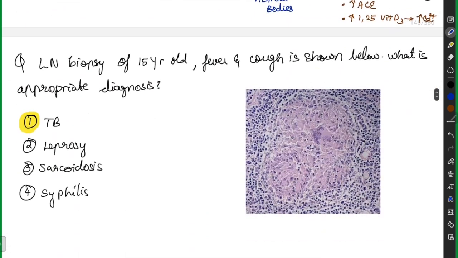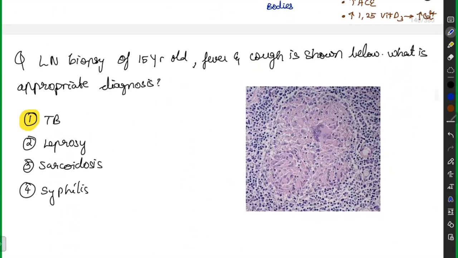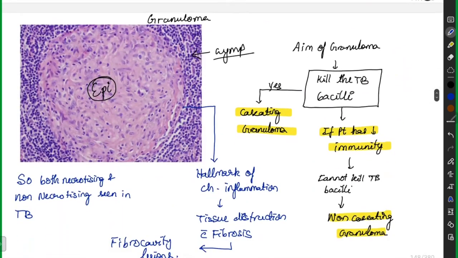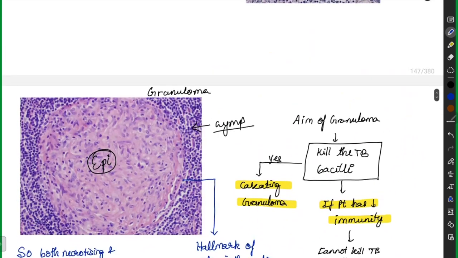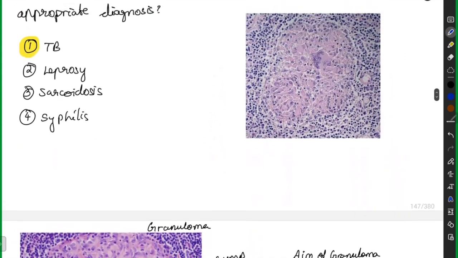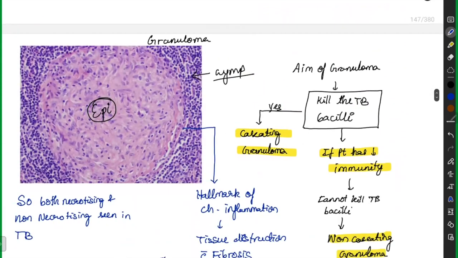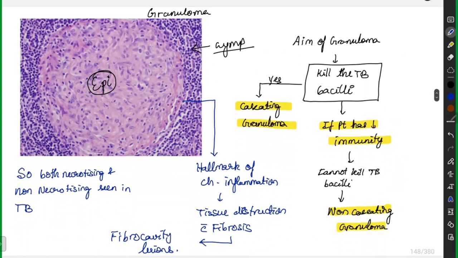So this is a caseating granuloma. You can just directly tell that this is a TB case. Both necrotizing as well as non-necrotizing granulomas will be seen in TB. Remember, don't search for necrotizing granuloma alone. Sometimes even non-necrotizing granuloma will be seen in TB. The aim of granuloma is to kill the bacilli. If the patient has good immunity, it moves into a caseating granuloma. If the patient has less immunity, TB bacilli cannot be killed, but the granuloma is a non-caseating granuloma. So that's what I want you all to remember.